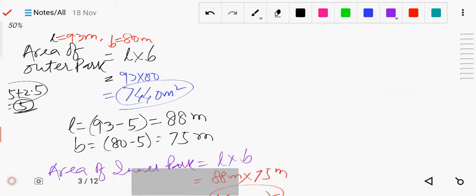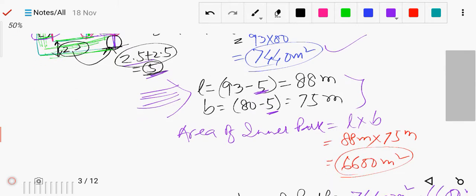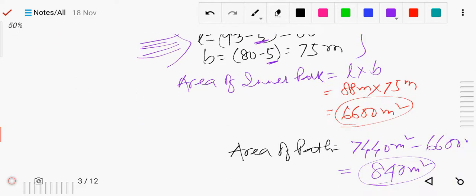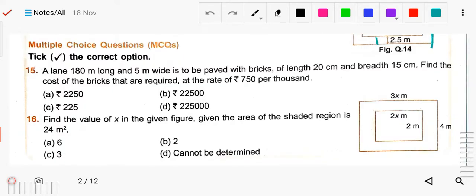Okay, so once again you can see it. The area of the outer park we got. Now for the area of this inner park, there is some arrangement you have to see. This 2.5 and 2.5, on both sides we subtract, meaning 5 will be subtracted from both length and breadth of the larger one. So we get the inner length and breadth, 88 and 75. Then we find the area of the inner park, and after that we subtracted these two values, and we got the area of that path.